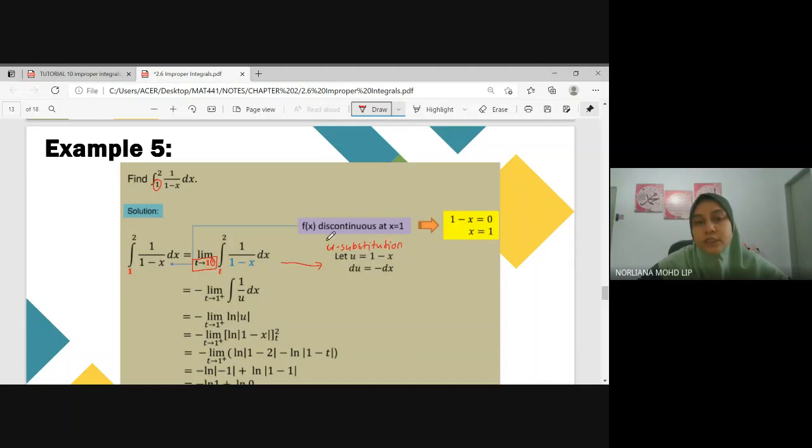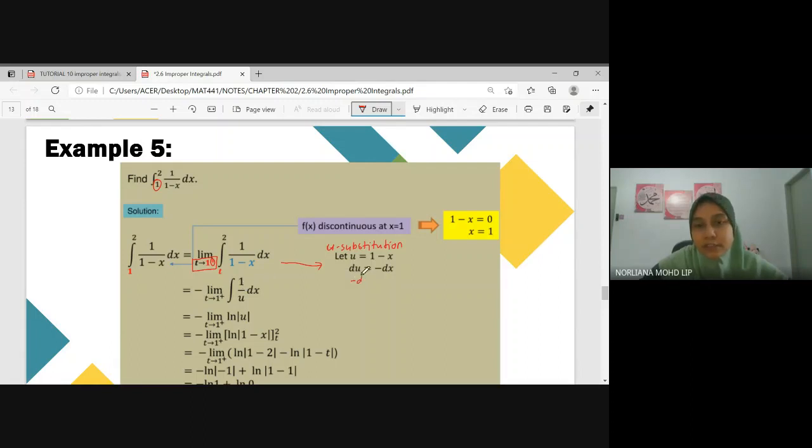Okay, kenapa you all applykan u substitution? Sebab kalau terus kita buat ln u, salah lah, jawapannya salah sebab kat sini x dia equal to negative 1 kan. Jadi kena gunakan u substitution lah dulu. Tak boleh terus apply kan.